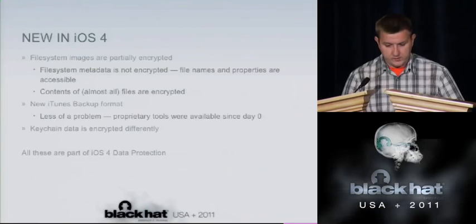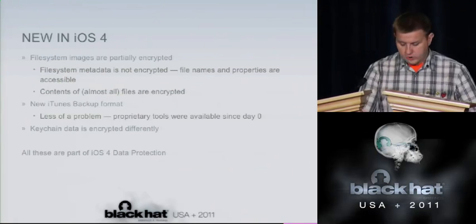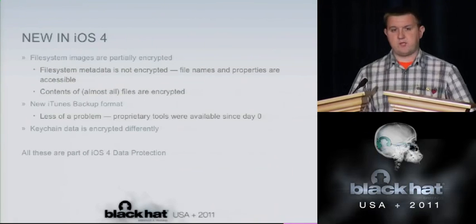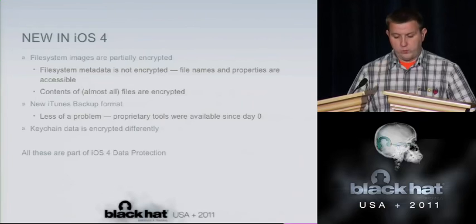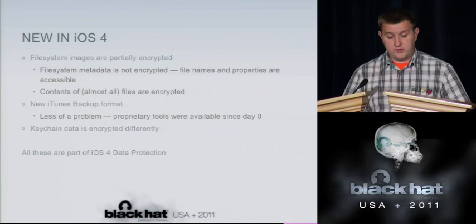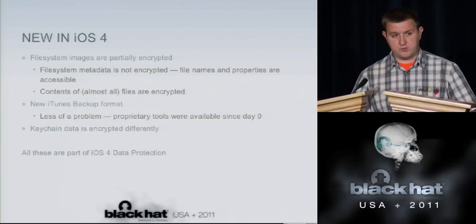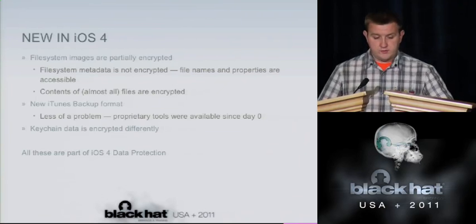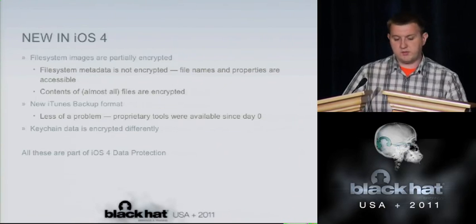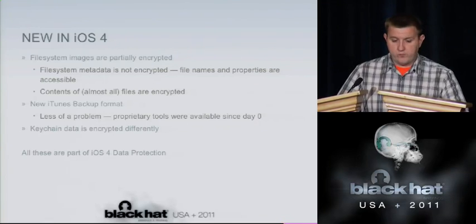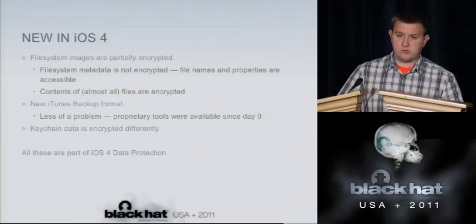So iOS 4 introduced what is called data protection, which is a set of security measures to protect data at rest. With regard to mobile forensics, there were three new things: the storage encryption, the iTunes backup, and keychain encryption. Those things were different in iOS 4. The iTunes backup was not a big deal for forensics because starting day zero, there were proprietary tools to deal with that. For storage, there were no tools until recently.